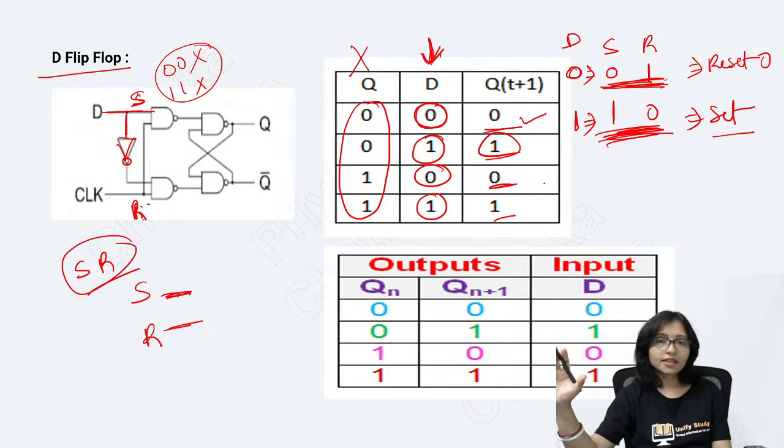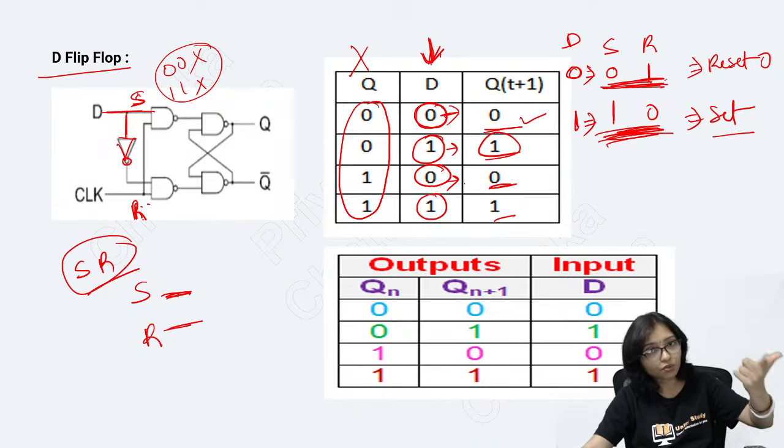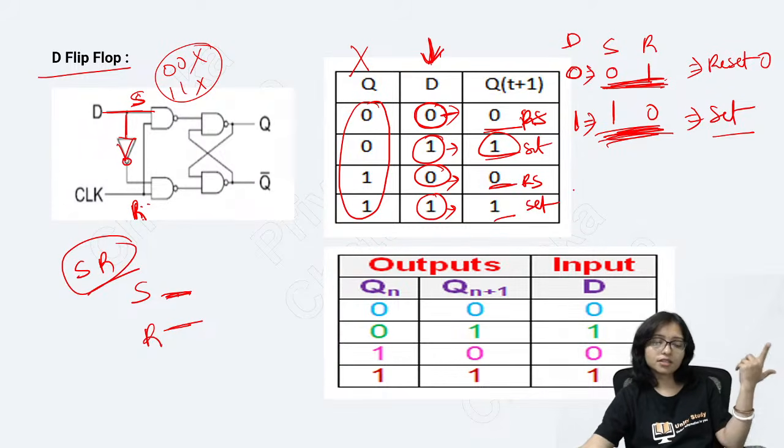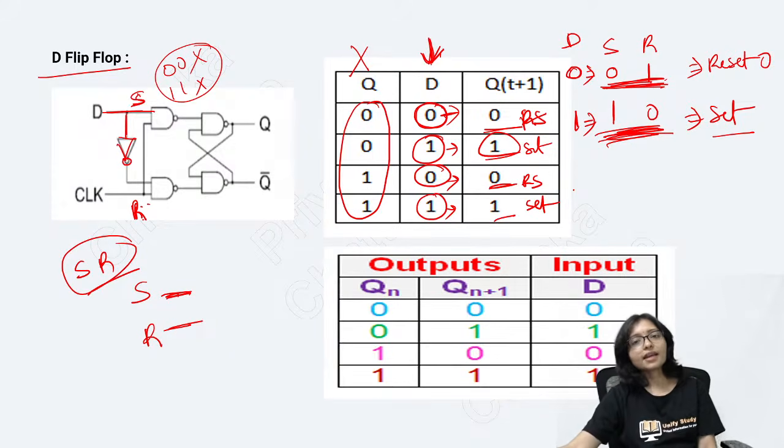Nothing else. 0 means in your mind it will be okay, it is actually 0, 1. 1 means in your mind it should be okay, it is actually 1, 0. 0 means again it is 0, 1. This is actually 1, so that's why it is reset. This is also reset. This is set and this is set. Simple. Clear? Is this clear to everyone?